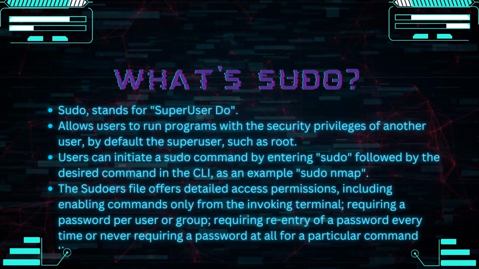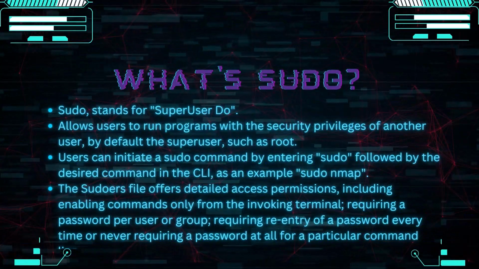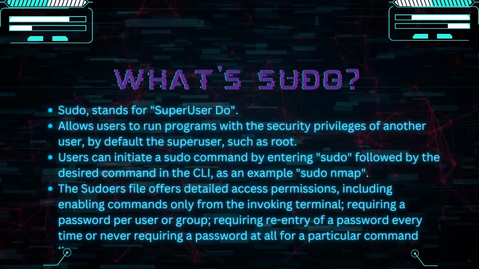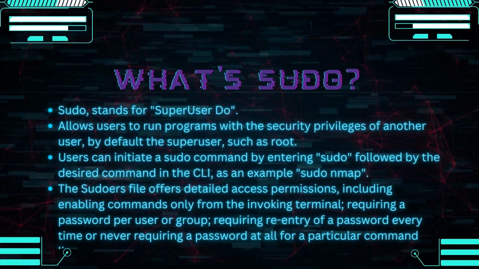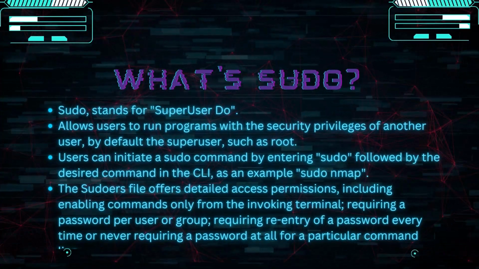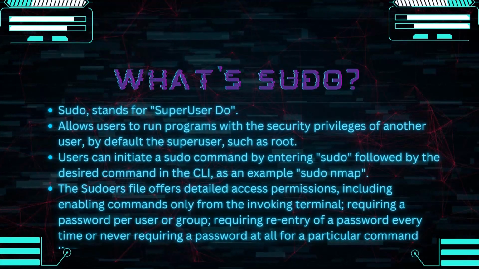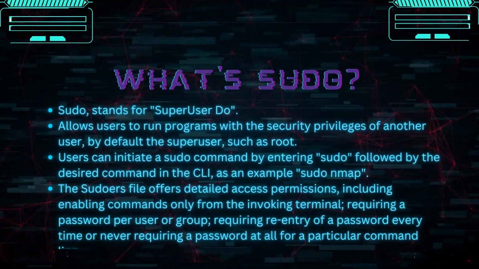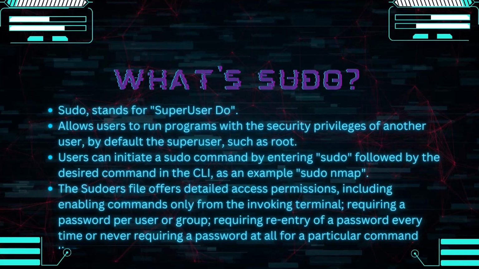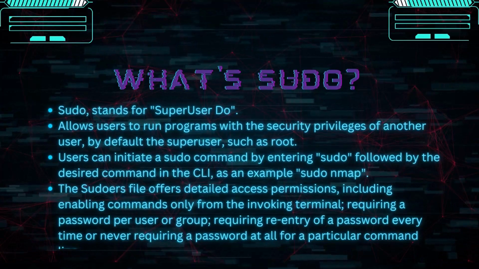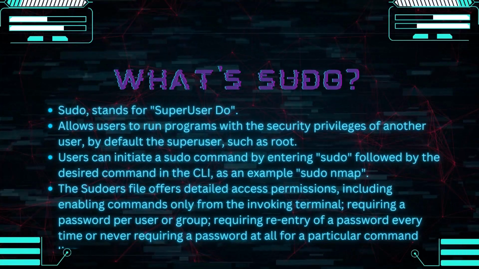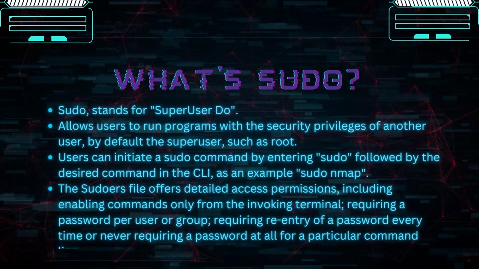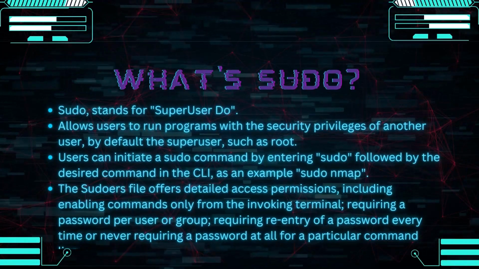Typically, users initiate a sudo command by entering sudo followed by the desired command in the CLI. For instance, sudo nmap. When a user possesses the necessary permissions to use sudo, their information is usually listed in the sudoers file located at /etc/sudoers. This file serves as a means for administrators to assign system privileges to specific users, thereby allowing administrators to exercise control over user actions.